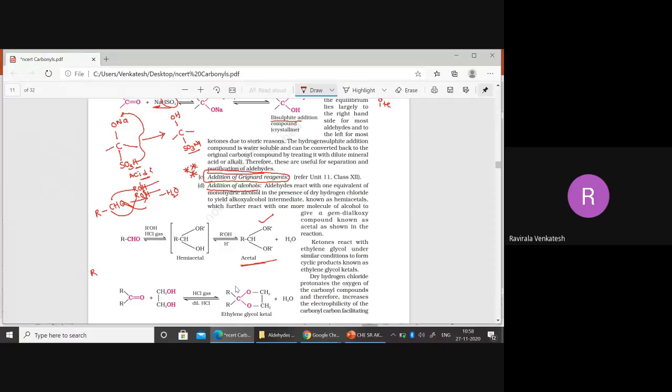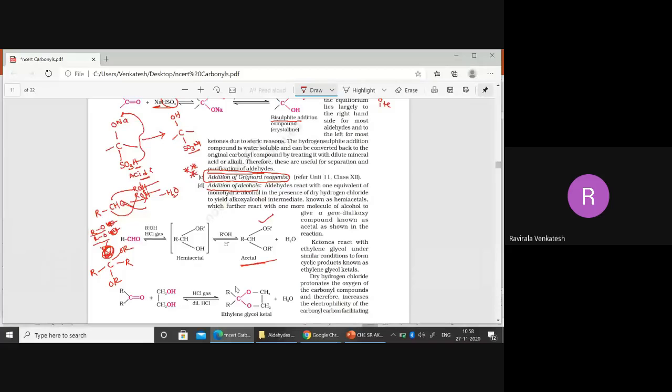Ketone I will take as an example. RC double bond O. Now what I'm taking? Alcohols. This hydrogen I'm removing, and this complete oxygen I'm removing. Water is removed. Now these 2 OR groups I'm adding here. Very simple or not? Tell me, very simple or not? Understood? So in examination, no need to write everything here.